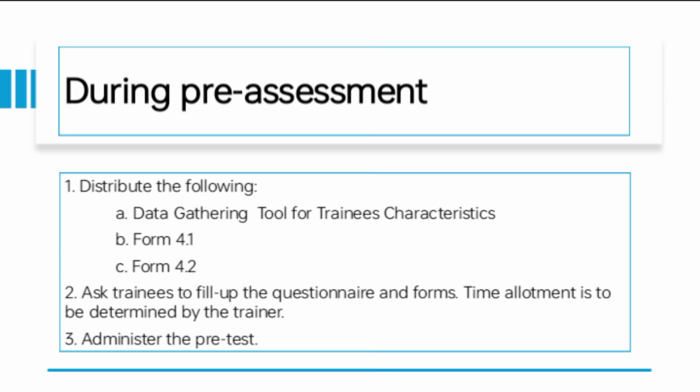First, distribute the following. A. Data gathering tool for trainees characteristics. Letter B, Form 4.1. Letter C, Form 4.2. Second, ask trainees to fill up the questionnaire and forms. Time allotment is to be determined by the trainer. Third, administer the pre-test.